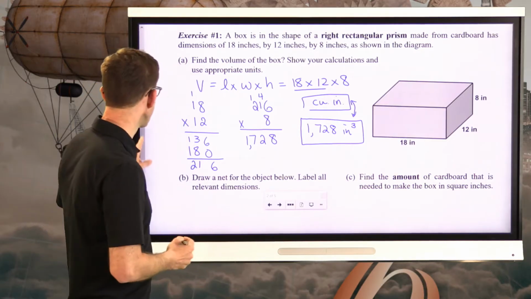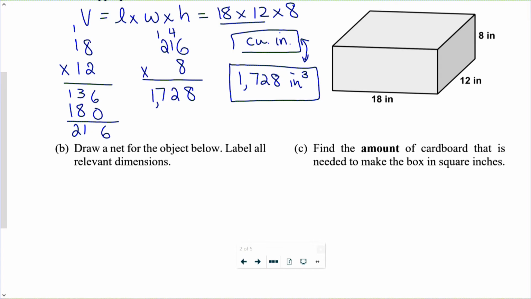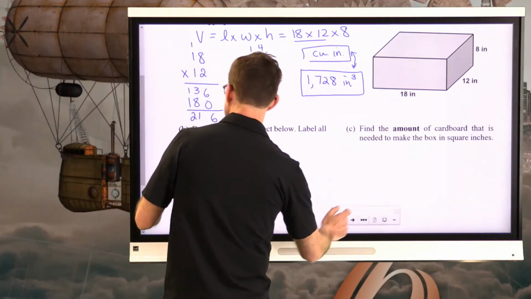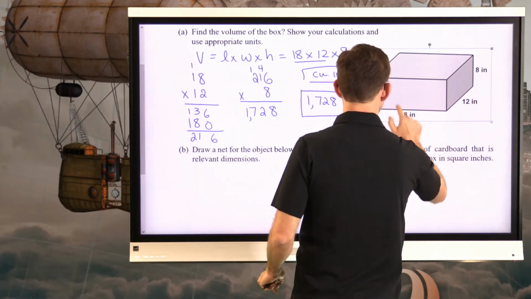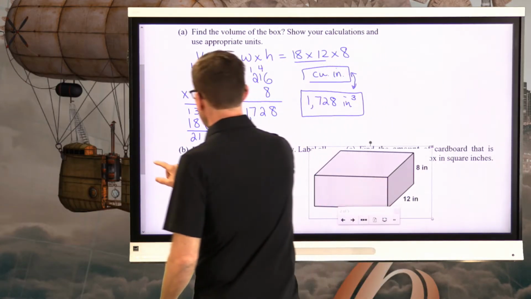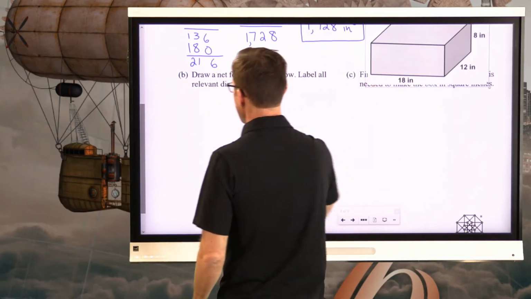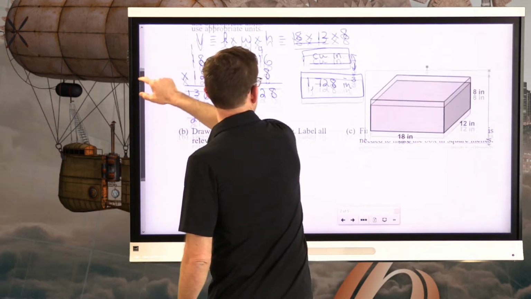Now, let's take a look at letter B. Letter B, draw a net for the object below, label all relevant dimensions. All right, so I want to draw a net for this object. And nets all by themselves can be a little bit tricky. I'm going to pull my solid down here real quick just so that we can see it as we draw our net. Well, I already had the net there. There is my solid. Never mind. Let me put this thing back up here.